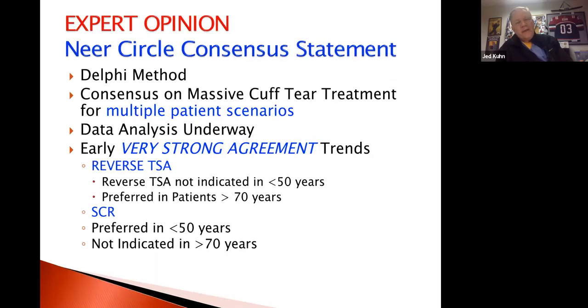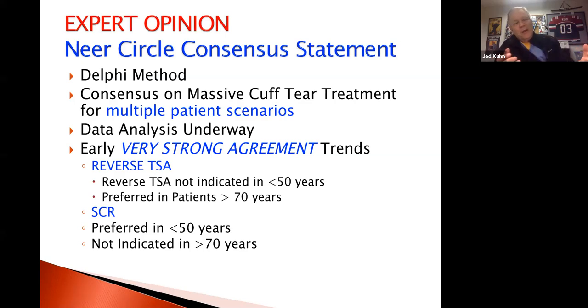So how do we help you with that? Well, the NEAR Circle is a group of shoulder experts in the Shoulder and Elbow Society. And we're doing right now, right this minute, a Delphi method trying to develop consensus on scenarios for massive cuff treatment. And we've sent out questionnaires to people. They've come back and told us what they want. We're looking at the data.